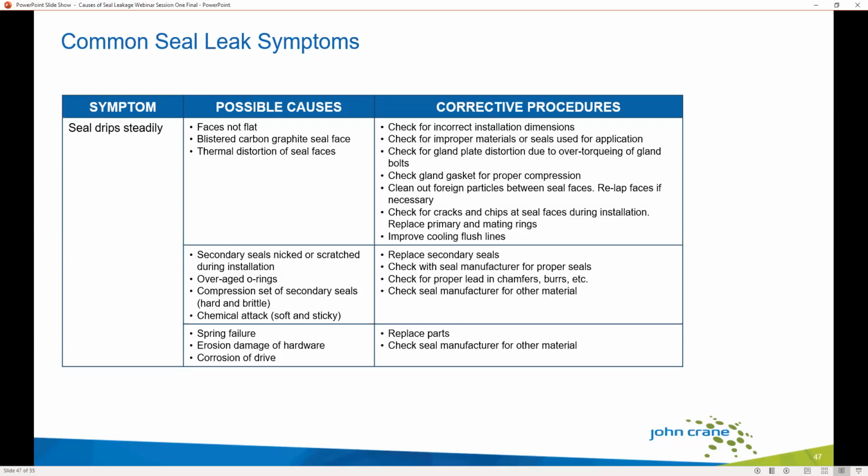So we've identified the symptom in the field, we've pulled the equipment for repair, we've pulled the seal for inspection and repair. And as we go through, we can start matching up some of the possible causes based on the damage that we see to the symptom that we were seeing in the field. And then once we've identified those possible causes, we can then look at our corrective procedures. So we can start with the first thing that we saw in the field. What can we do to address this?